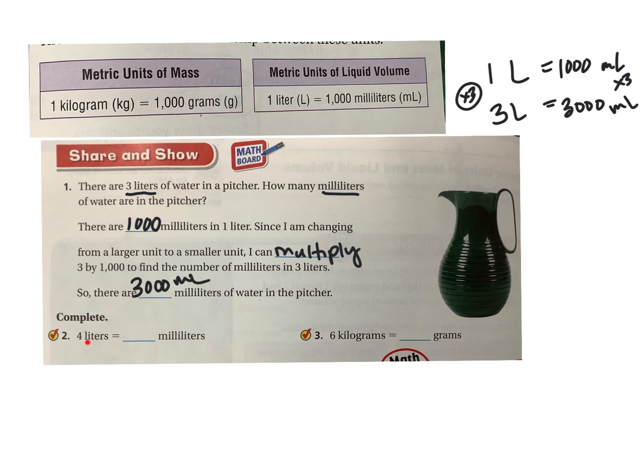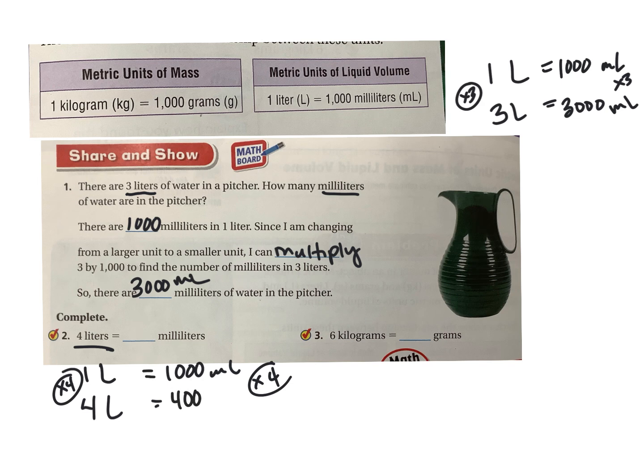Let's do this one. 4 liters equals how many milliliters? Again, 1 liter is equal to 1,000 milliliters. If I have 4 liters now, then in order to get from 1 to 4, I did times 4. And to keep my equation equal, I must times 4 to the other side, similar to the idea of equivalent fractions, right? 1,000 times 4 is 4,000 milliliters.